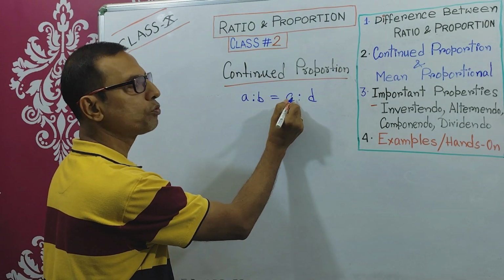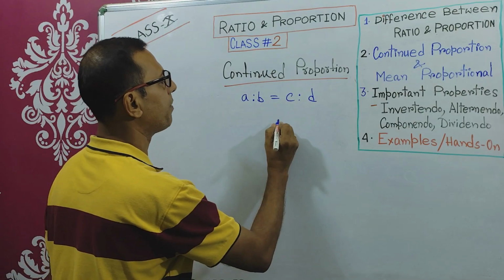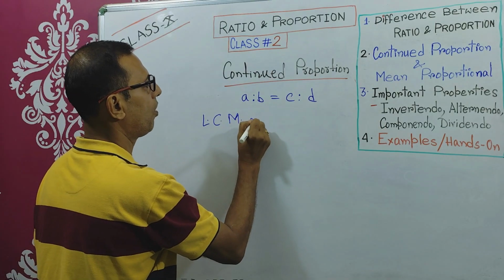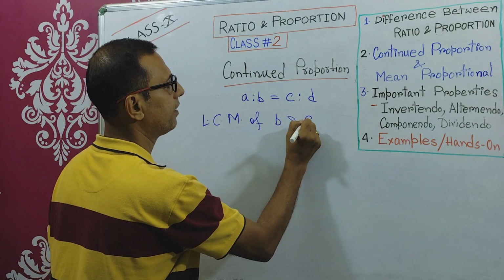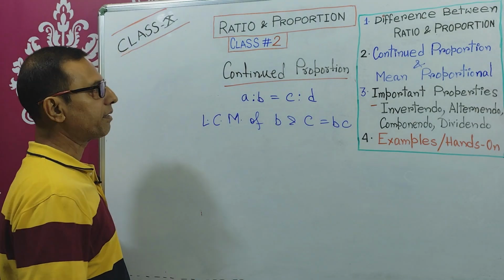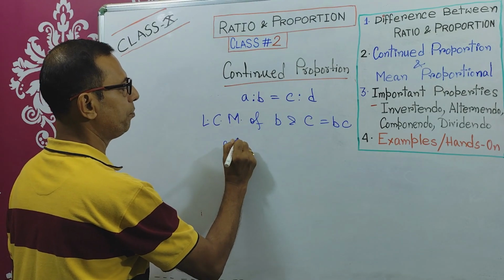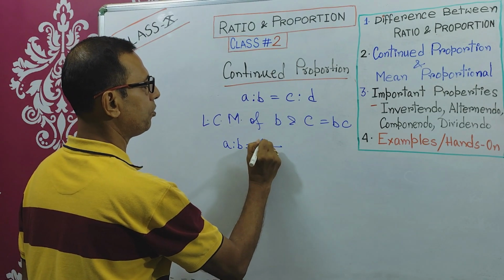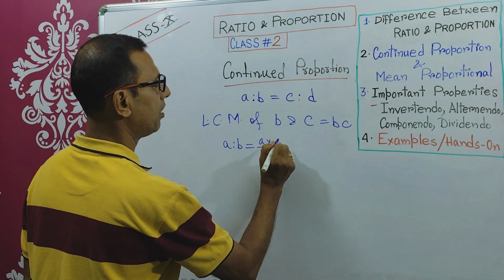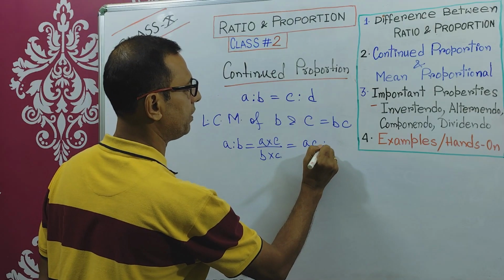That means if you need to make these two values the same, what you need to do? You need to take the LCM of B and C, which equals BC. That means for A by B, you need to make it C. That means B into C, and the numerator also you need to multiply with C. So it will be AC is to BC.